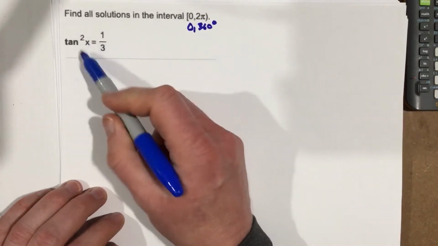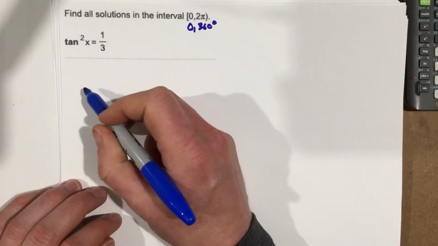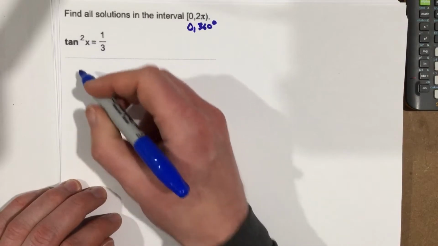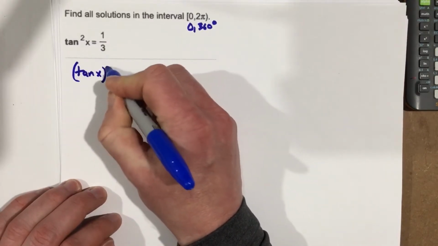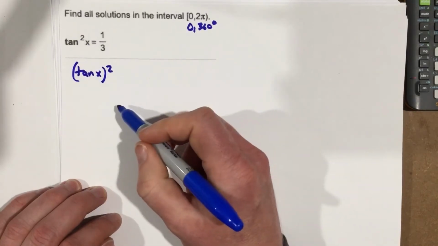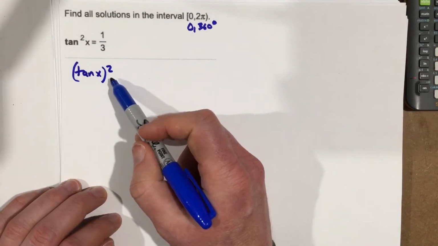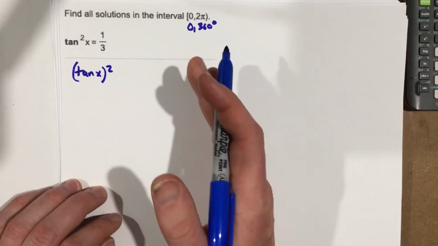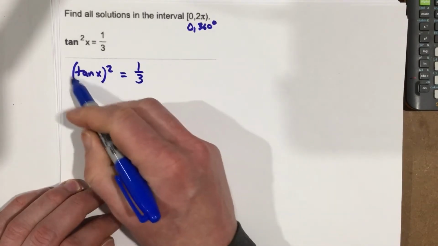Now this problem will look a little confusing at first because of the tangent squared x equals 1/3. But if we rewrite it as tangent x squared, which is the same thing as tangent squared x, they put the square there so that you know it's not the x being squared, it's the tangent function being squared. But this makes the problem look easier because now we know we square root each side.